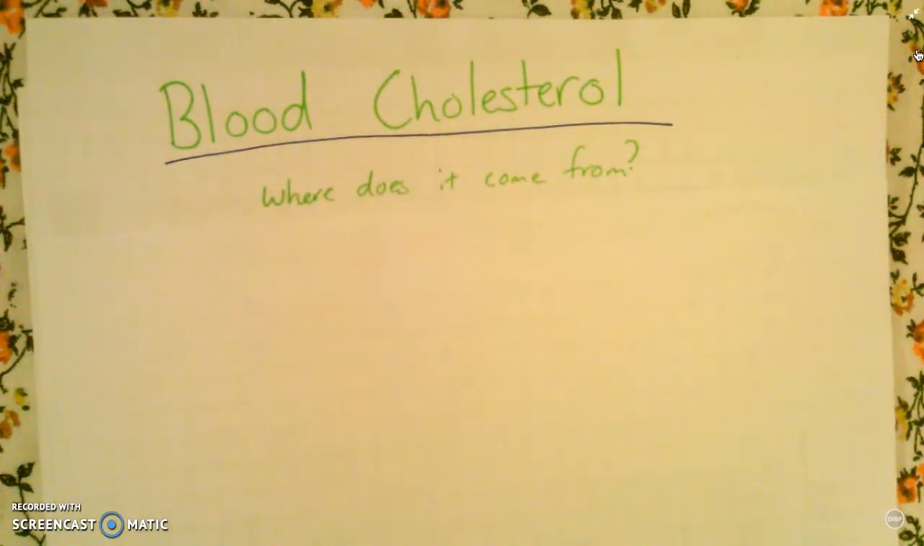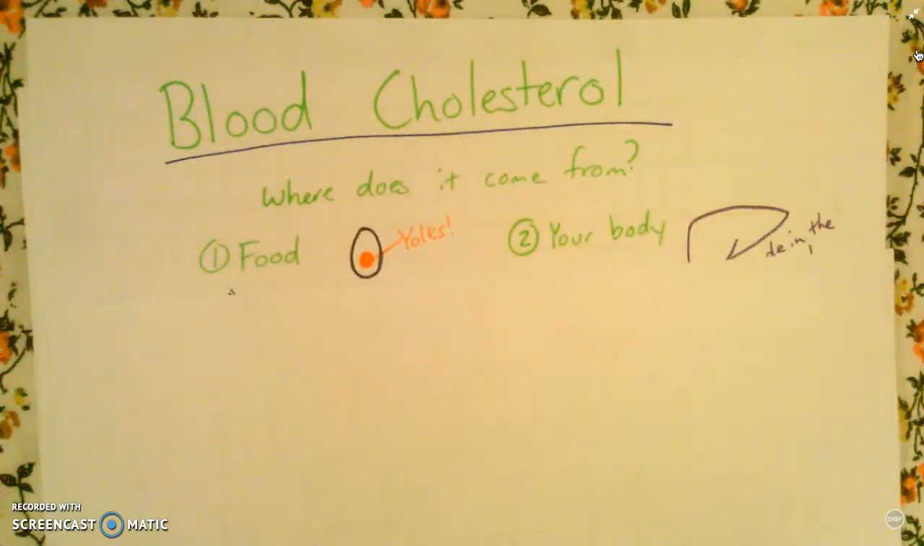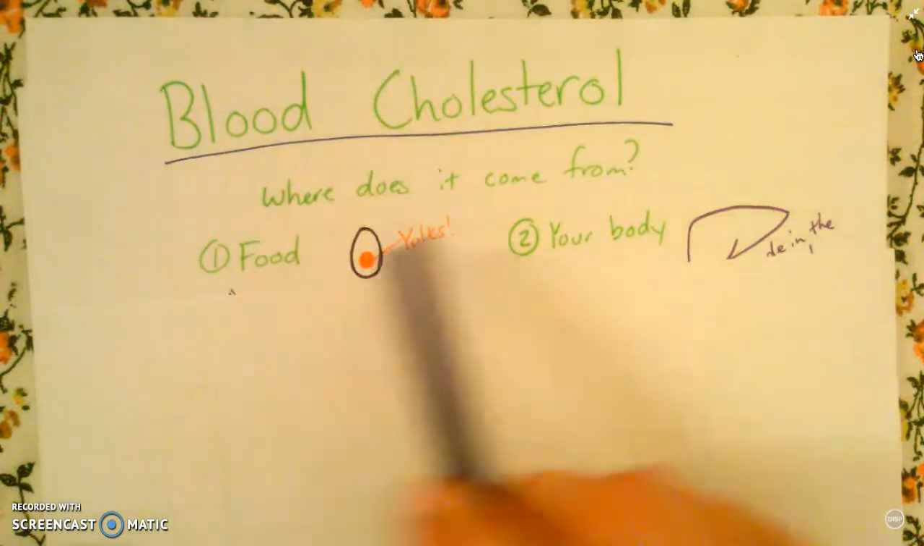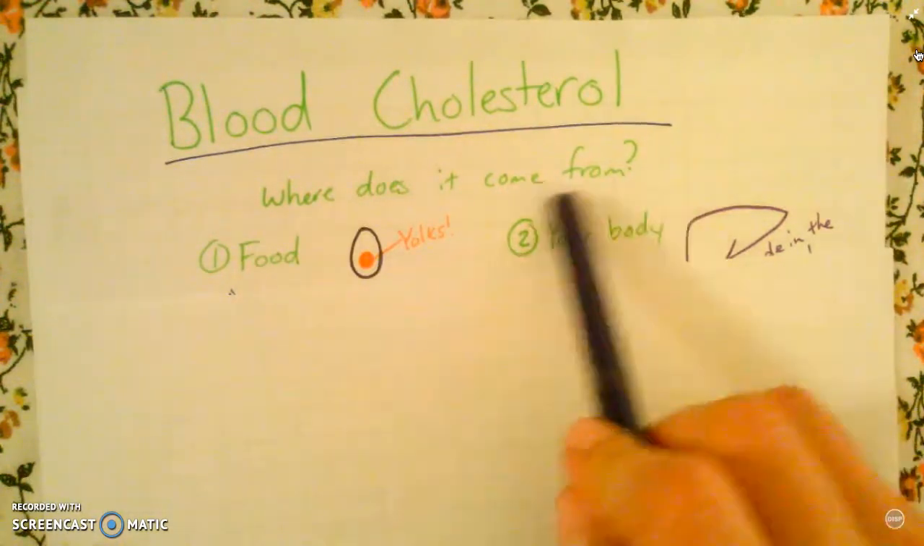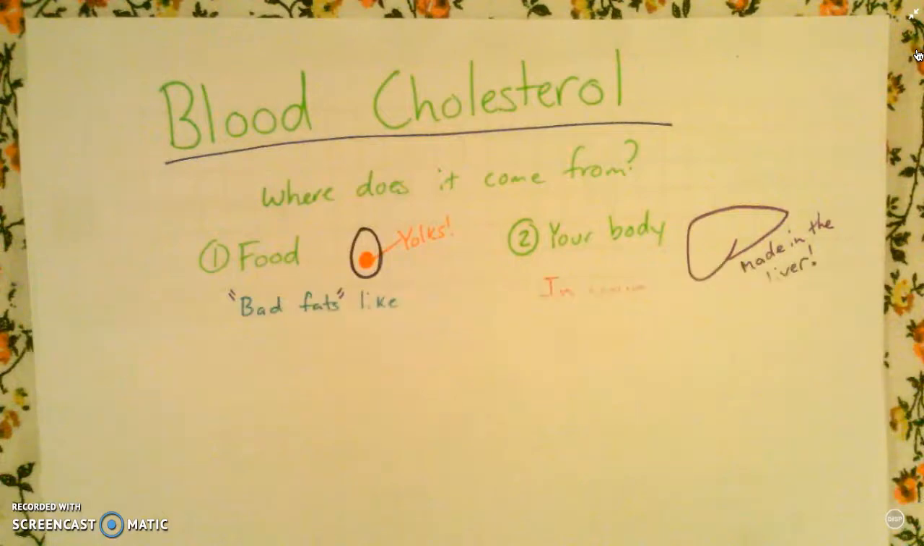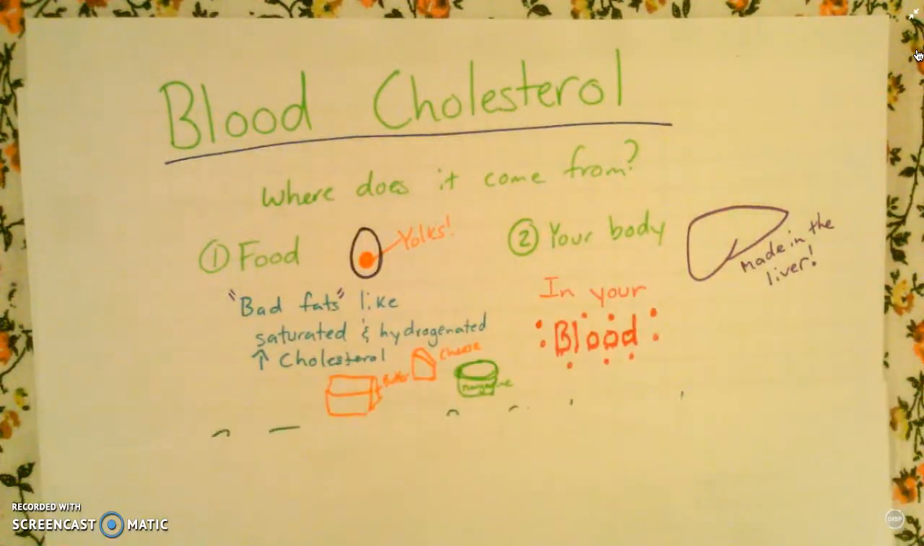So first off, where the heck does it come from? We said there's two possible places. One, it can come from the food that we eat. Two, it's actually made in our bodies. So we make it within our own body system. Let's take a look at a little bit more detail.